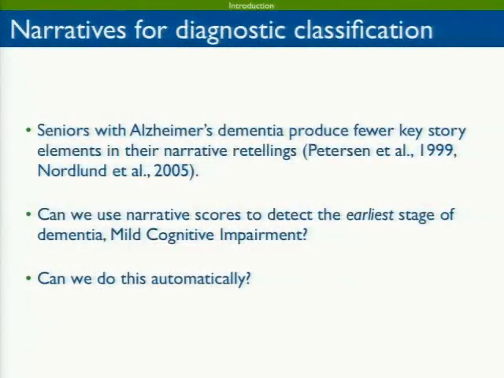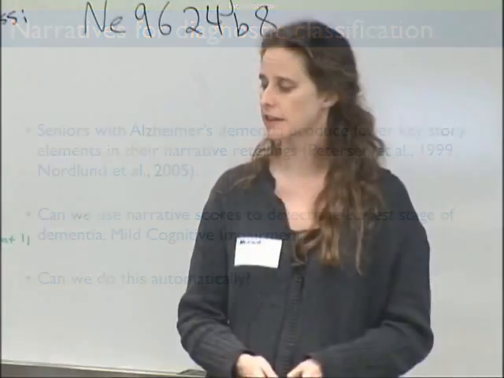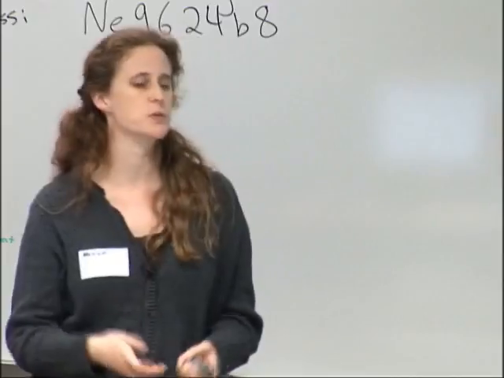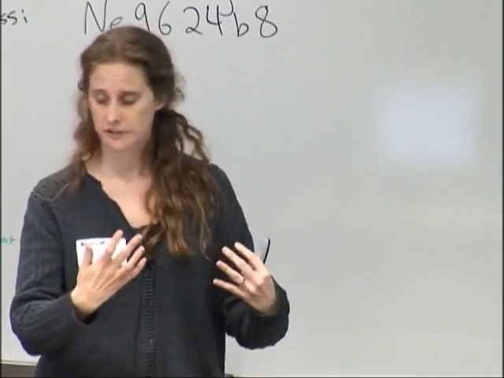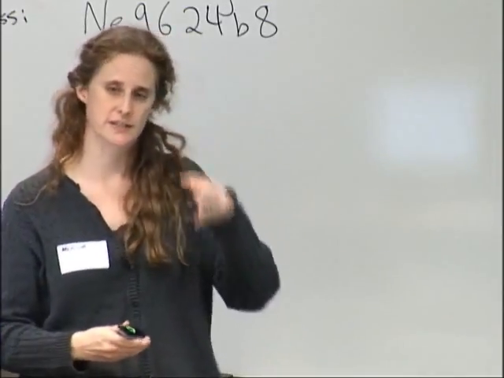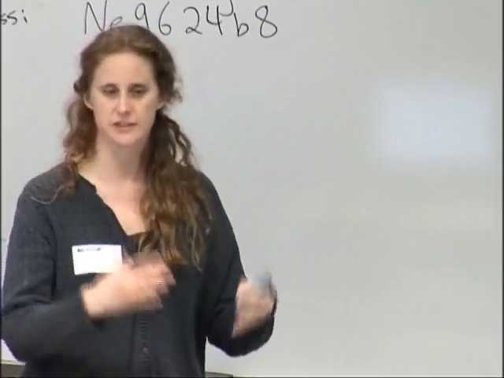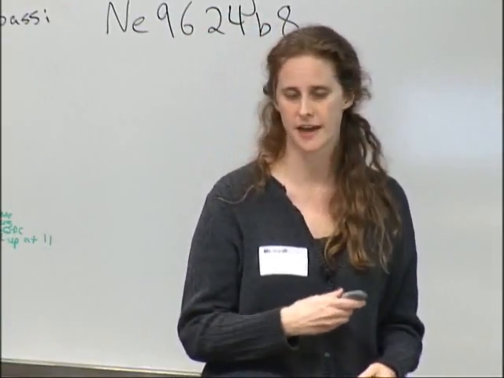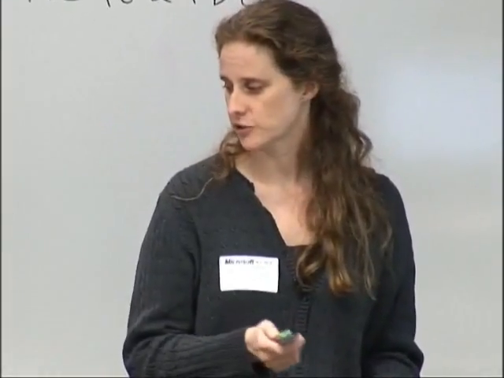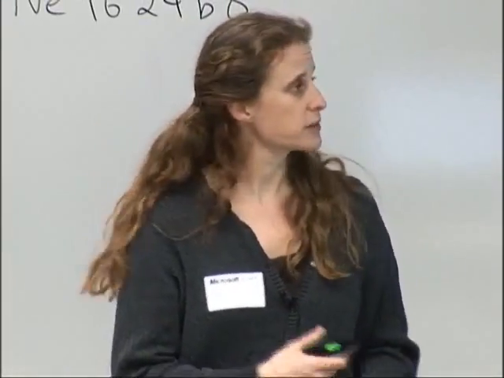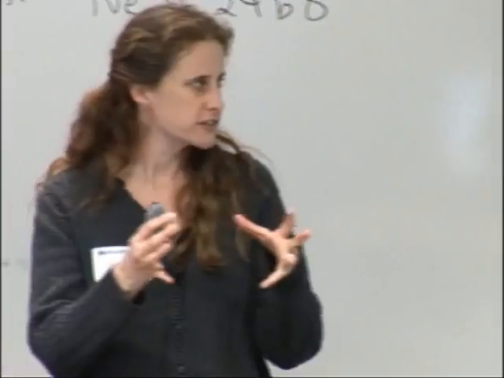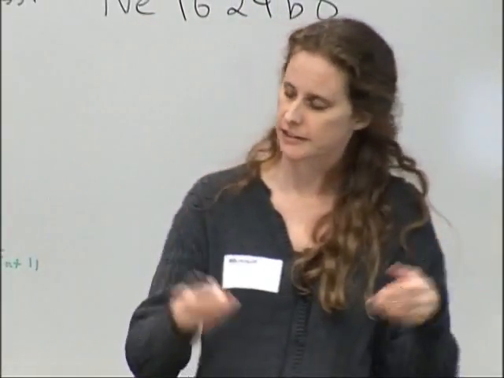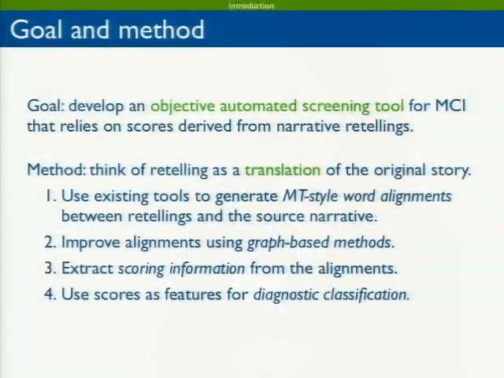Now, seniors with Alzheimer's dementia produce fewer of these key story elements in their narrative retellings. And so the question here is whether we can use these narrative scores to detect very early stages of dementia. The earliest stage of dementia that's usually recognized is called mild cognitive impairment. And I'll talk a little bit about that in detail shortly. So can we identify it? Can we identify MCI using these narrative scores? And also, can we do it automatically? Because we're computer scientists and we like to do things automatically.